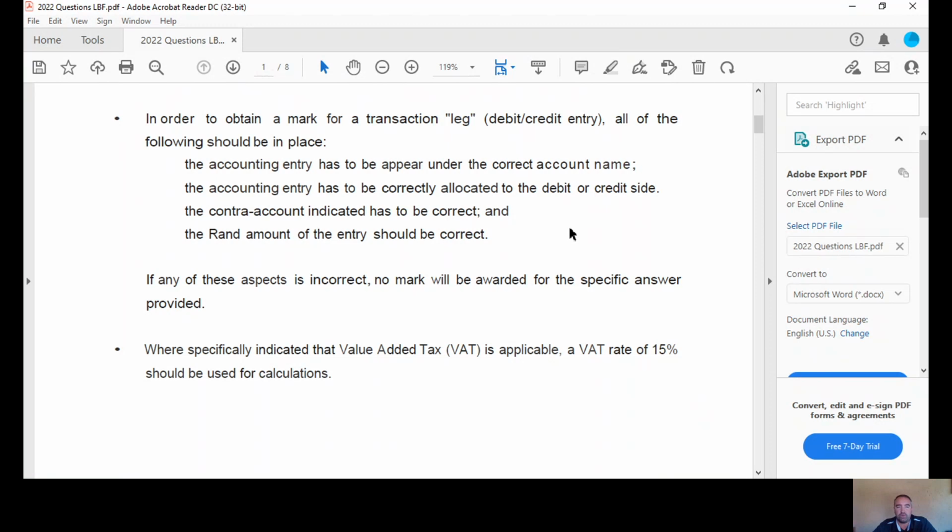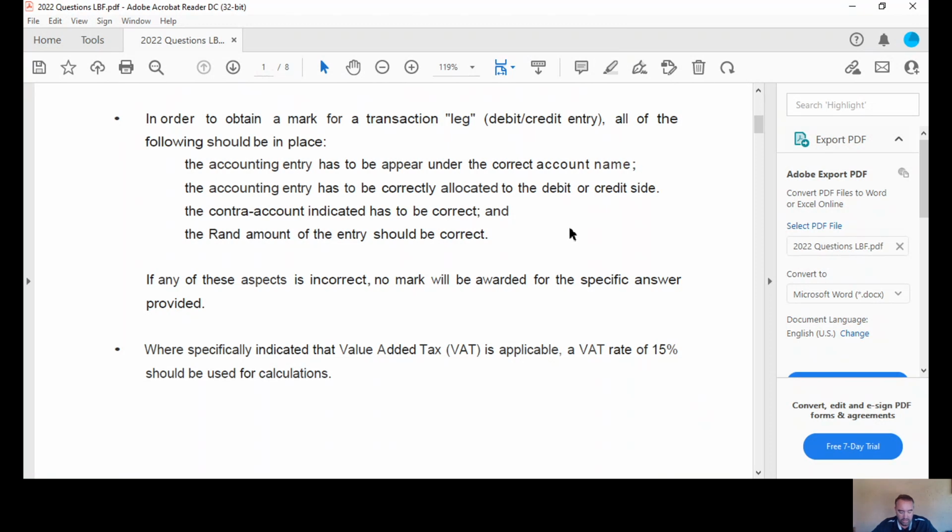So if you calculated the wrong amount, no marks for that. Okay, if any of these aspects are incorrect, no mark will be awarded. So if you get all of it right, but you put the wrong T account, no marks. If you put the correct name, you're on the right side and the correct account, but you made a calculation error, no mark. So all 4 of those things have to be in place to get your mark.